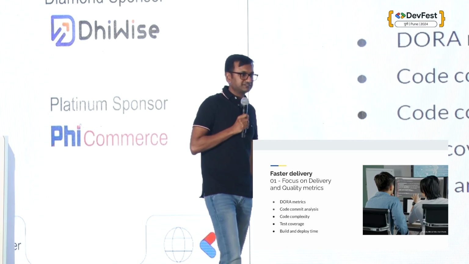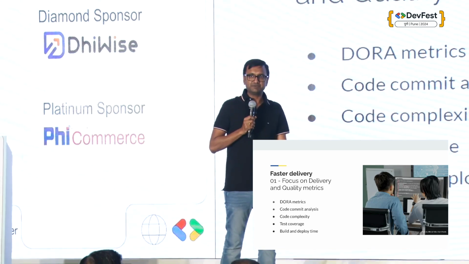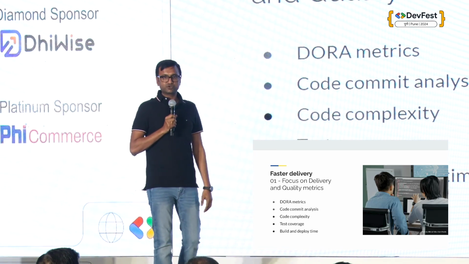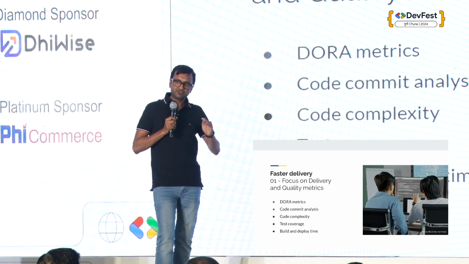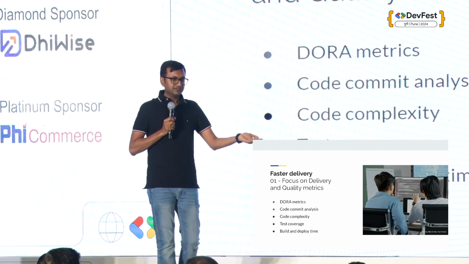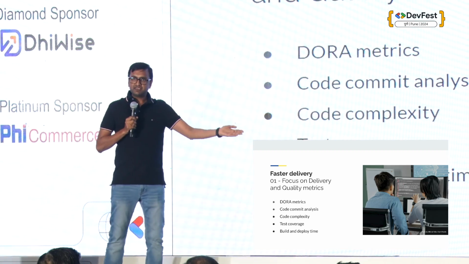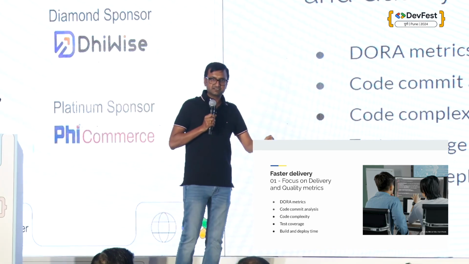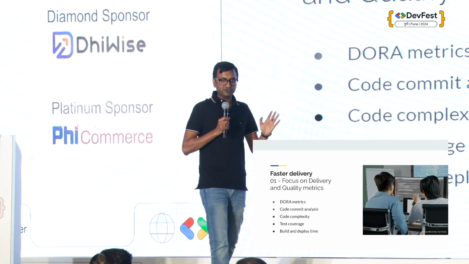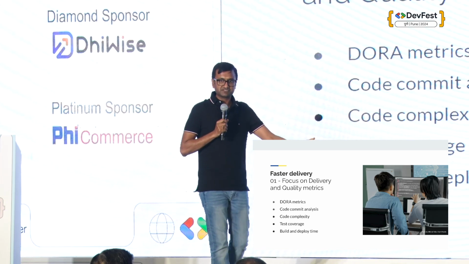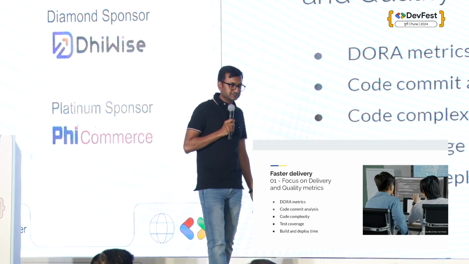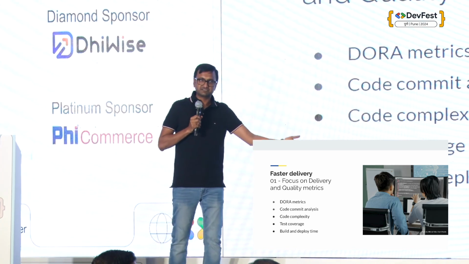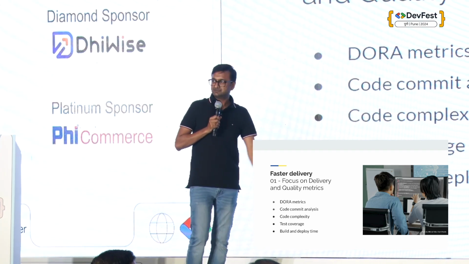How do we deliver faster? Focus on your delivery and quality metrics, right? If you measure your DORA metrics, code complexity, if your code is simple, you'll be able to deliver faster. If your test coverage is high, in a right way, not just lines of code coverage, but if your test suite is good, then you'll be able to deliver faster. Your testing time will reduce. If your build and deploy time is lower, you can deliver faster. Next slide.